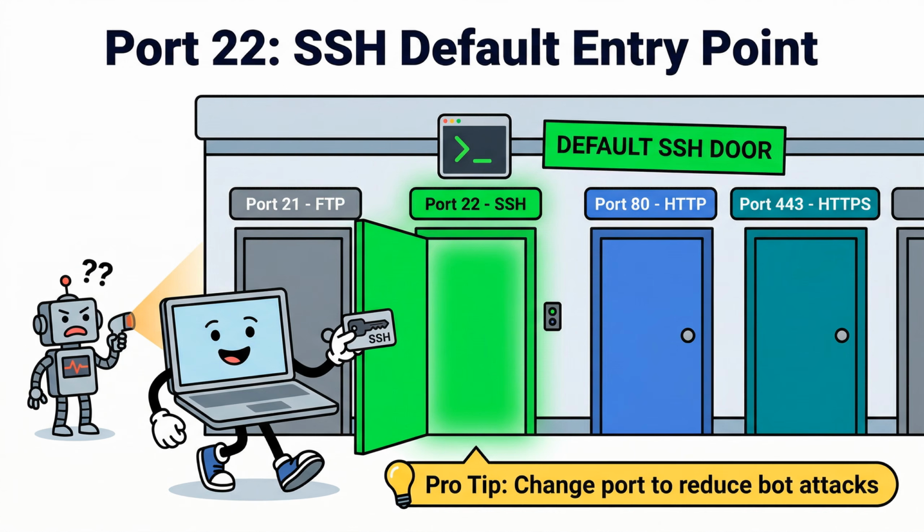Now, a lot of security-conscious admins actually change SSH from port 22 to something non-standard, like 2222 or 5522. Why? Because automated bots constantly scan the internet for port 22, trying to brute force in. Changing the port is a basic security measure. It reduces noise from automated attacks.